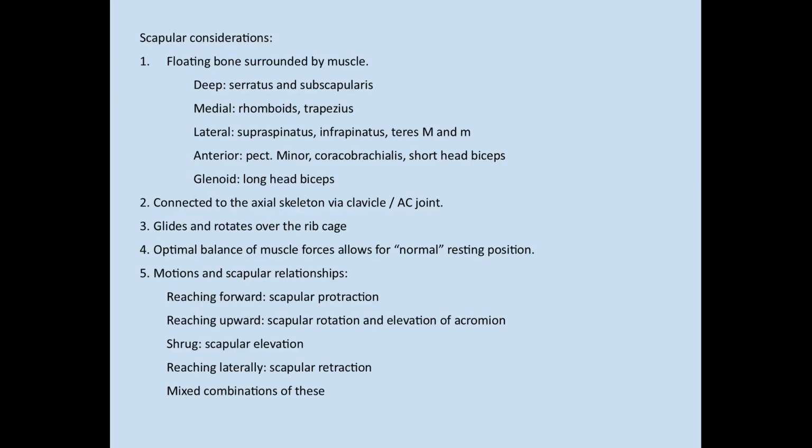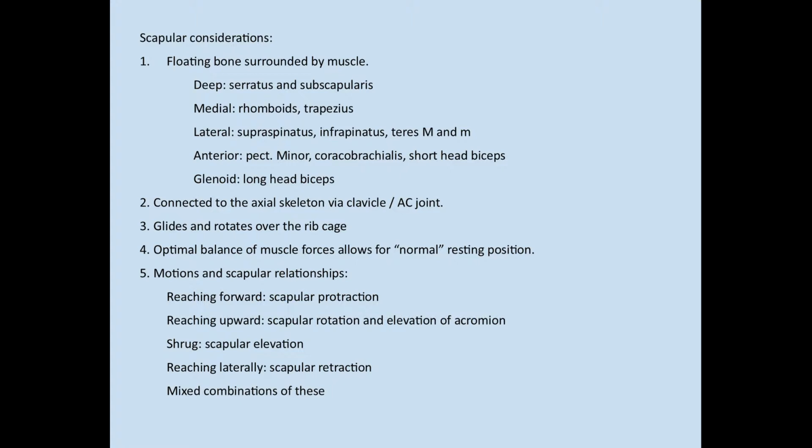I would like to go over some basic scapular reminders. It is a floating bone surrounded by muscle. Deep to the scapula are the serratus anterior and the subscapularis. Medially are the rhomboids and the trapezius. Laterally, supraspinatus, infraspinatus, teres minor and major. Anteriorly, you have the pectoralis minor, coracobrachialis, and the short head of the biceps. And the glenoid is a detachment area for the long head of the biceps.